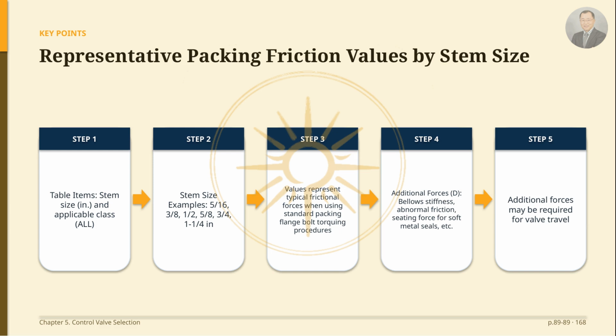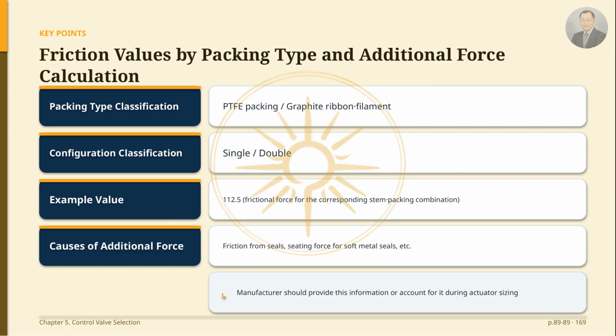Separately, under item D, there are additional forces. These are forces required to stroke the valve, such as bellows stiffness, unusual frictional forces from seals, or special seating forces for soft metal seals. I will explain the friction values by packing type and how to reflect additional forces.